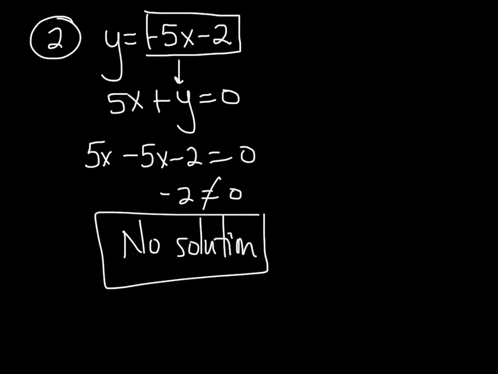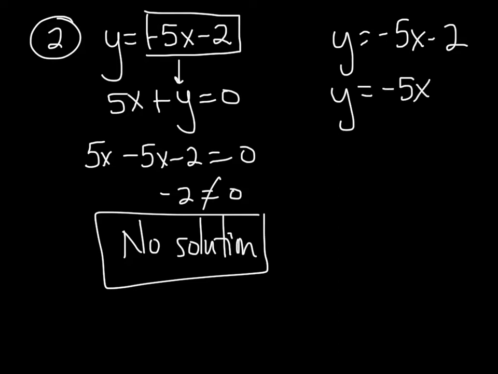Once again, one other way we can do it is solving both equations for y. If you solve both equations for y, the first equation is already done for you. The second equation, you'd have to subtract 5x, so you would get y equals negative 5x. Because they have the same slope of negative 5, it would also be no solution.